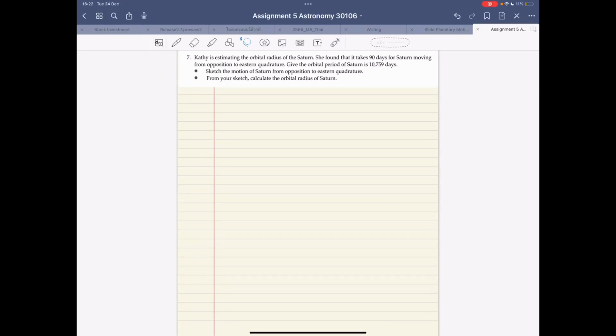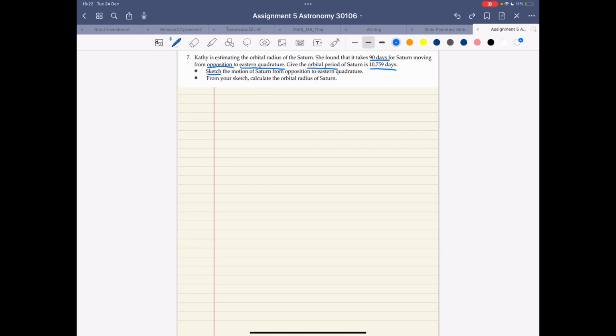Let's tackle this question. Kathy is estimating the orbital radius of Saturn. She found that it takes 90 days for Saturn moving from opposition to eastern quadrature. Given the orbital period of Saturn is 29.5 years, these days. First, the question wants us to sketch the motion of Saturn from opposition to eastern quadrature and then calculate the orbital radius of Saturn.